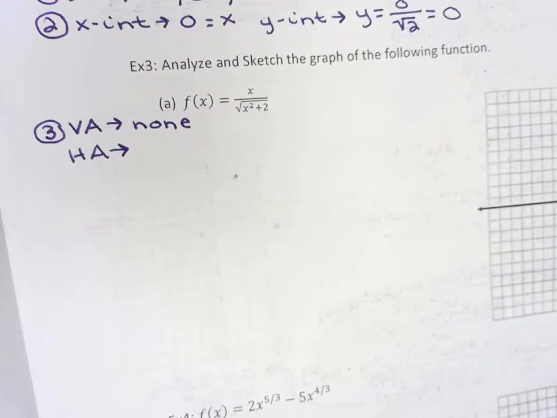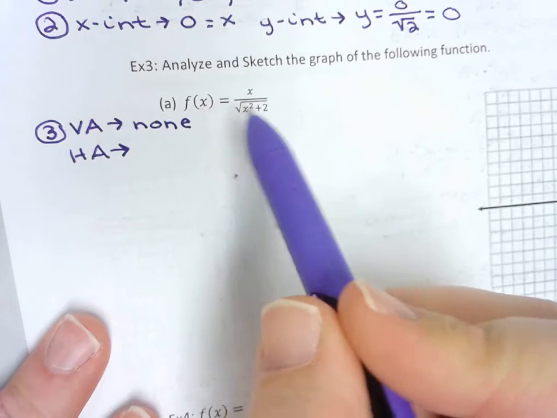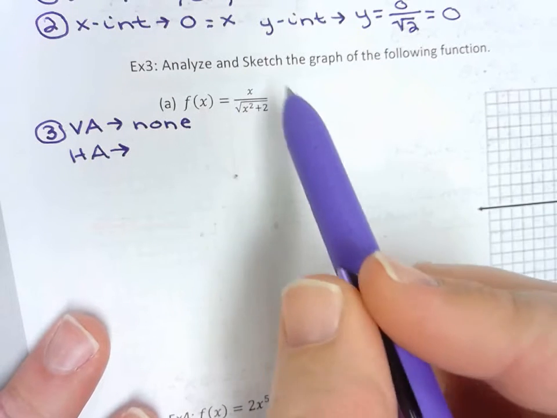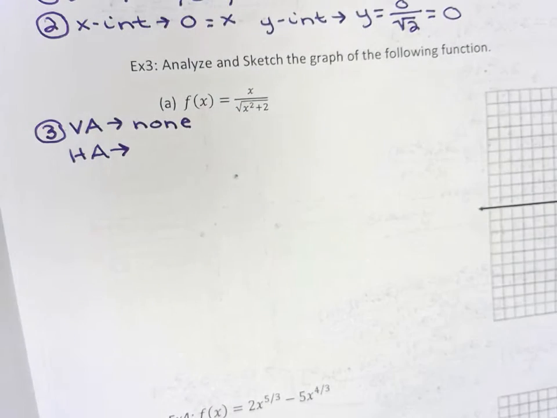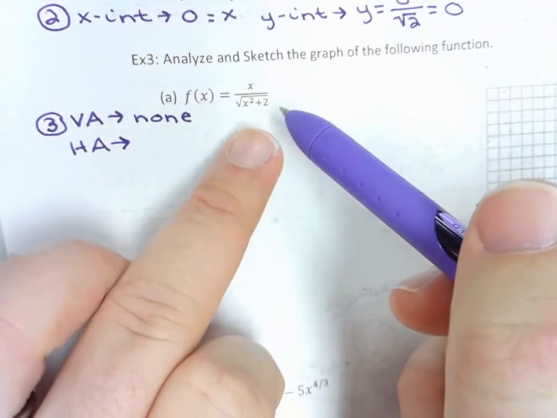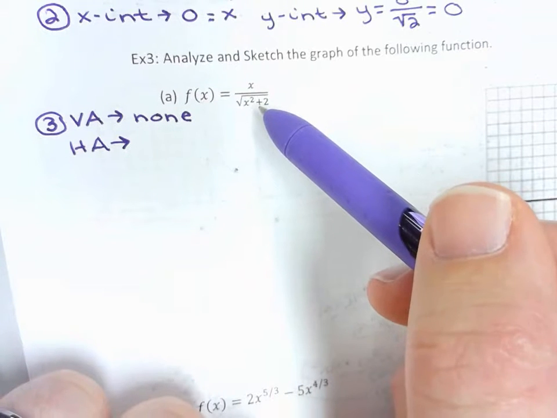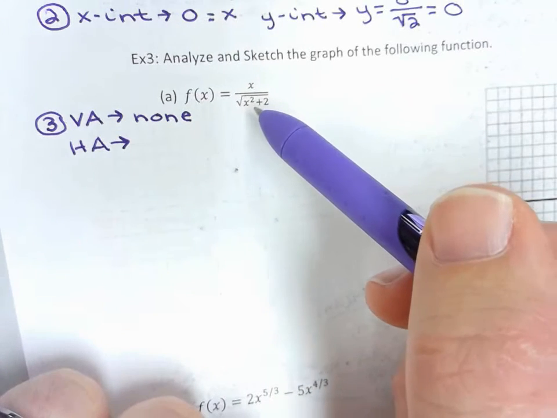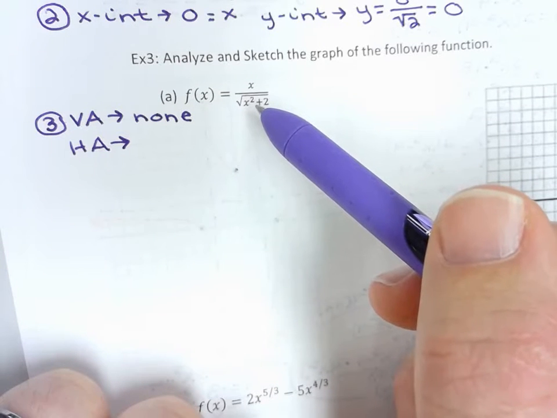That square root messes you up. I don't have a polynomial because of the square root, and you can't just take the square root of x squared plus 2 because you can't take the square root of them separately. So there's no real way to use the shortcut on here. The reason is because I don't have a polynomial in the denominator, so I can't easily tell what the degree is. So we have to do the longer way, the limit way, to find the horizontal asymptote.